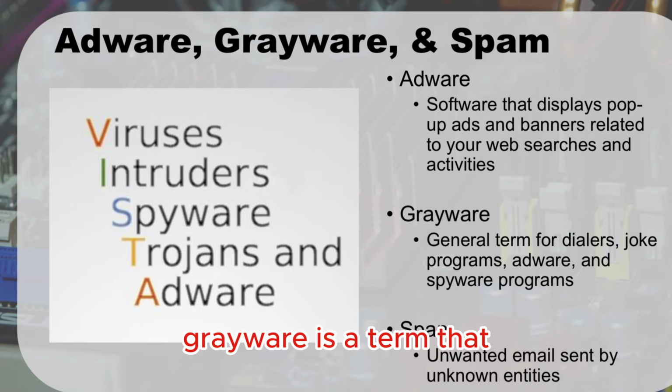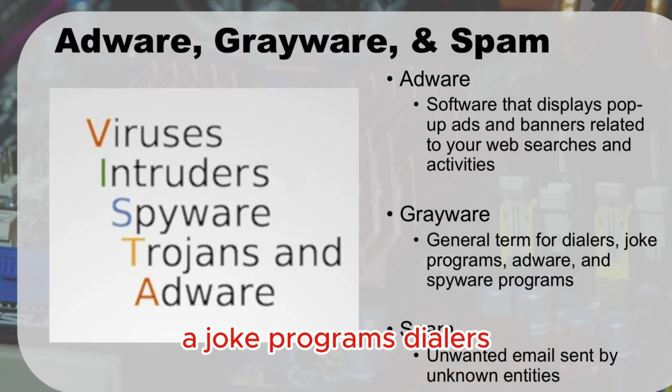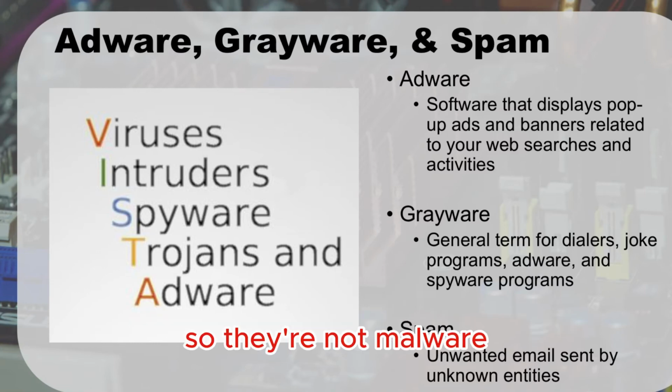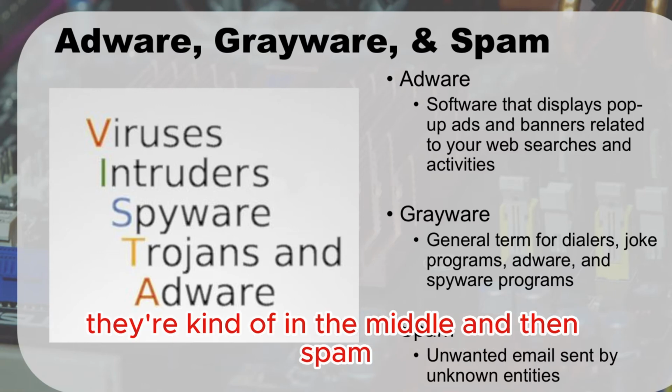Grayware. Grayware is a term for stuff that's not necessarily malicious, but it's things like joke programs, dialers, adware, spyware. They all can fall into this, in that they're not bad, so they're not malware, but they're not good either. So they're kind of gray. They're not white, they're not black, they're kind of in the middle.